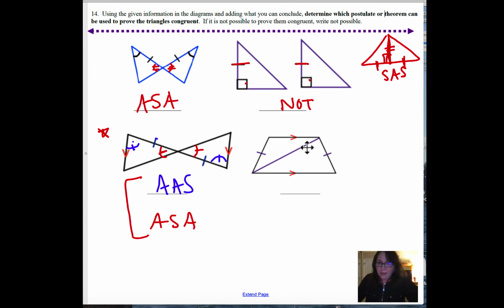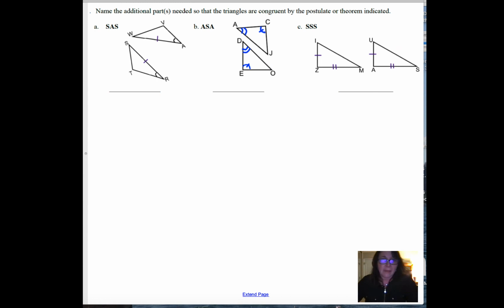For this one, you have to ask yourself, why are they giving me parallel lines? Well, parallel lines form congruent alternate interior angles. So we have an angle congruent to an angle. We have a side congruent to itself in the middle, and a side way out here. So these are also not possible because we don't have one that says side, side, angle. So not happening.